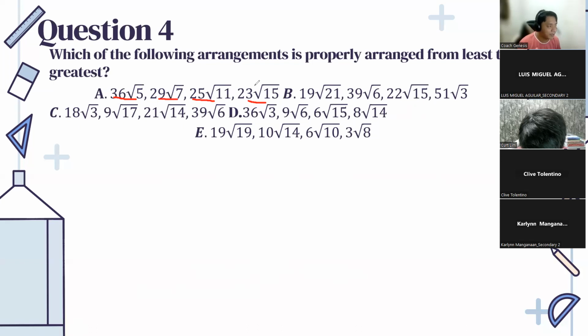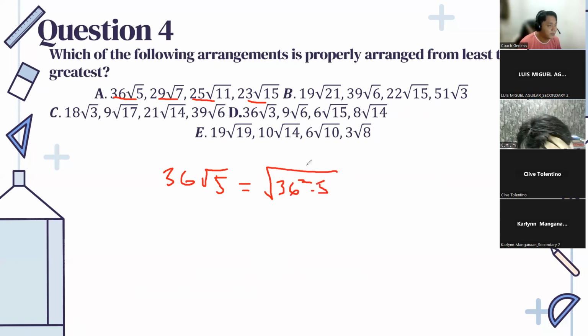So what I meant by that is, if you have 36 square root of 5, then you convert that to square root of 36 squared times 5. So you convert that into one radicand in such a way that you can compare the values inside the square root. So the lesser the value inside the square root, the lesser its total value. Okay, except for when it is negative.